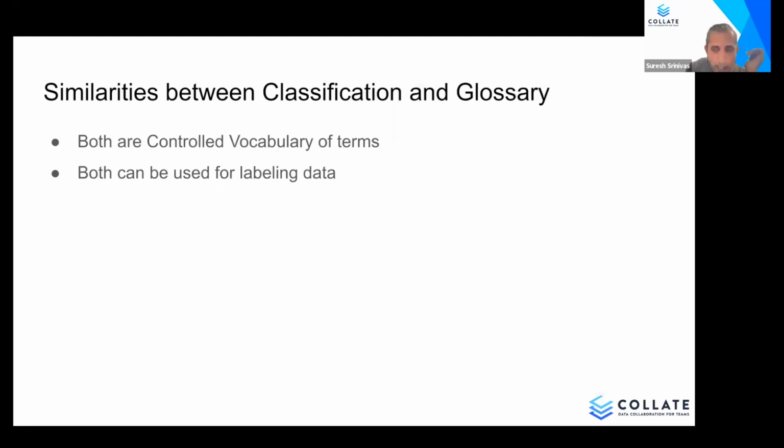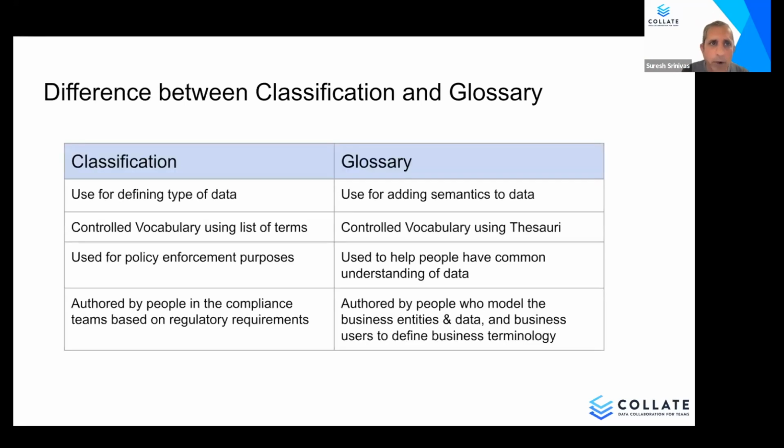One of the frequent questions that we get is, both of these look similar. When should I use what, right? So yes, there are similarities between these two, right? Both are controlled vocabularies of some terminology, right? In one case, the terminology is trying to add semantics. In another case, the terminology is trying to add a type for the data. And both of these can be used for labeling the data, right? You can tag the data or label the data using these terminologies defined in classification and glossary. Now let's look at the difference, right?